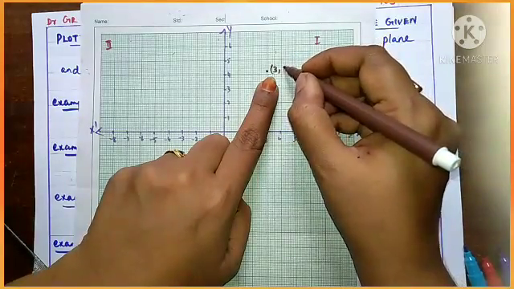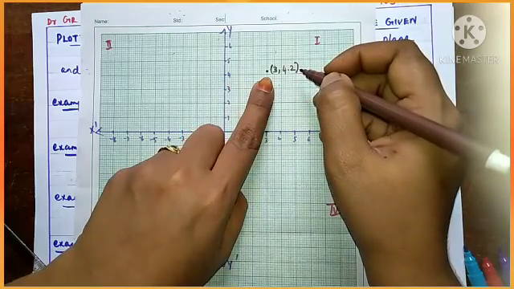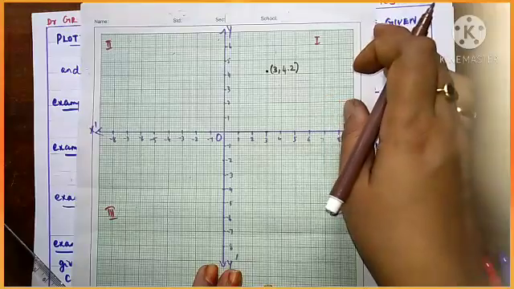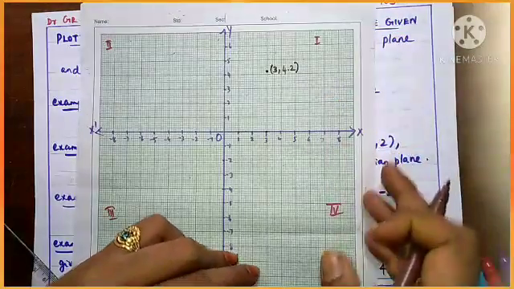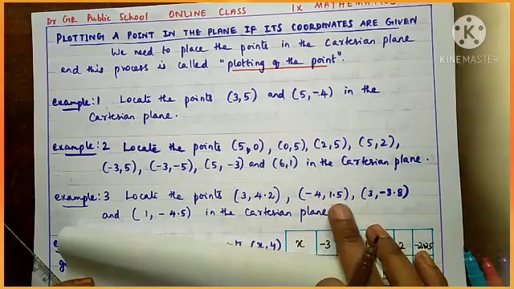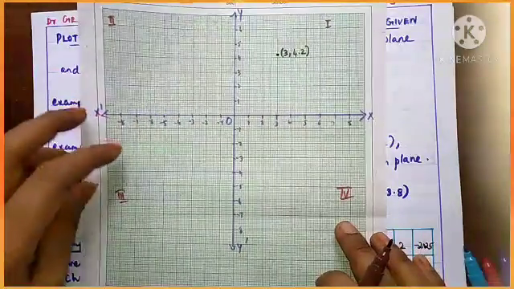4.2 from the X axis and 3 centimeters from the Y axis. So this is our required point (3, 4.2). Now the second coordinate given is (-4, 1.5). 1.5 is a little easier because it is 0.5.